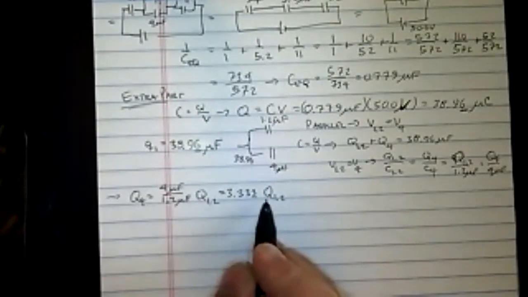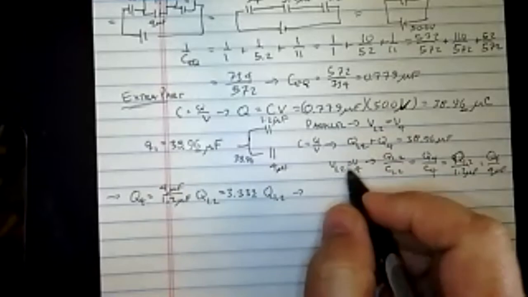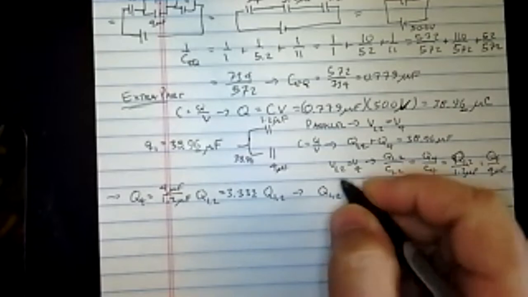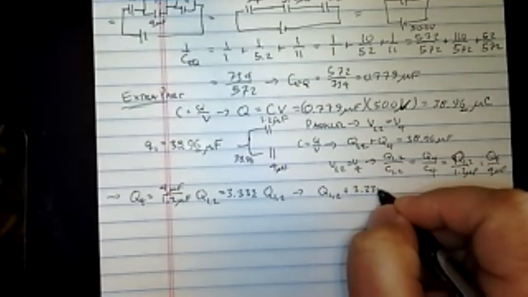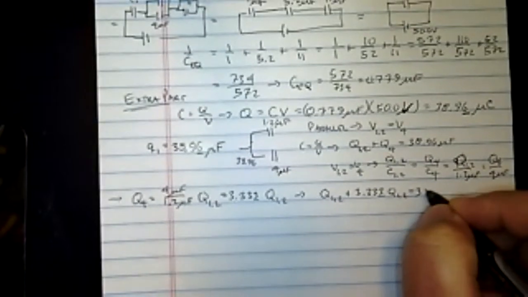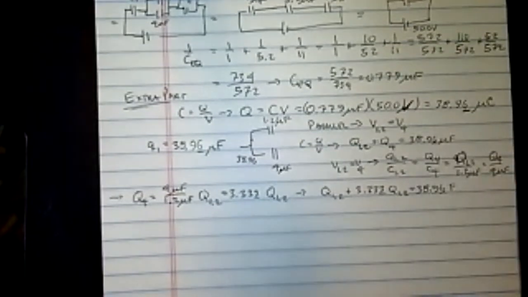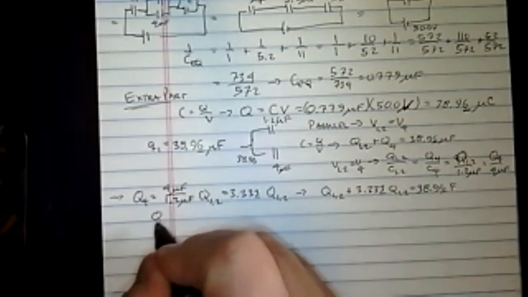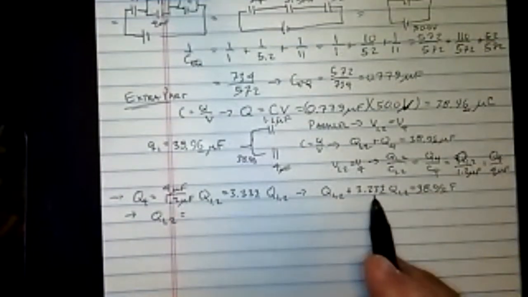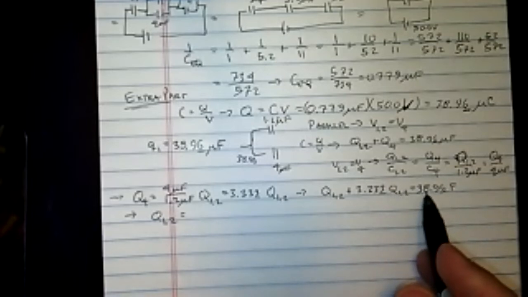So now I have an expression for Q4 in terms of Q1.2, so I can put it back in that equation. So now I'm going to say Q1.2 plus 3.333 Q1.2 is equal to 38.96, carrying that extra digit. I should have underlined it up there as well. So I think you can now see that Q1.2 is going to be equal to, basically I got 4.333 times Q1.2. So I'm going to divide both sides by 4.333.